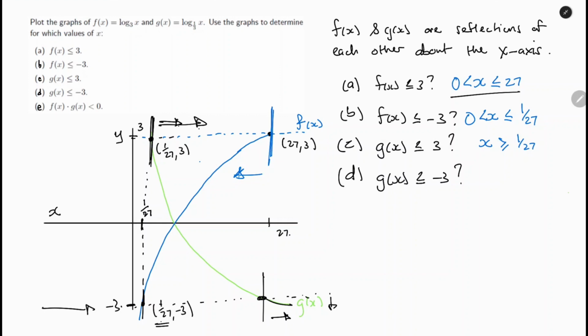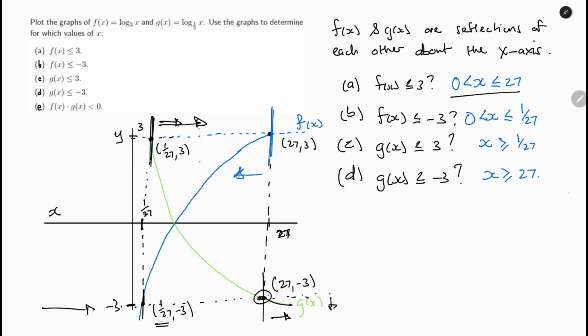I'm not going to go through all the details again, but you can kind of see, since these graphs are reflections of each other, it is at this point x is equal to 27, where g of x equals minus 3. So this is the point here, 27, minus 3. So to answer this question, we want x is greater than or equal to 27, and that will give us g of x below, less than or equal to minus 3.